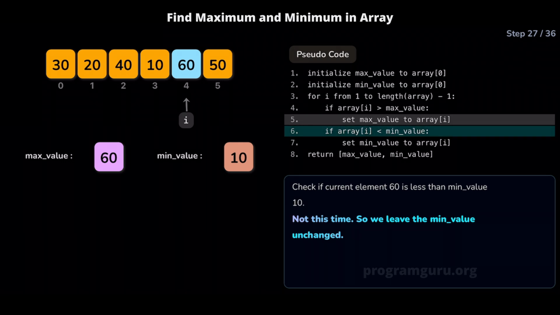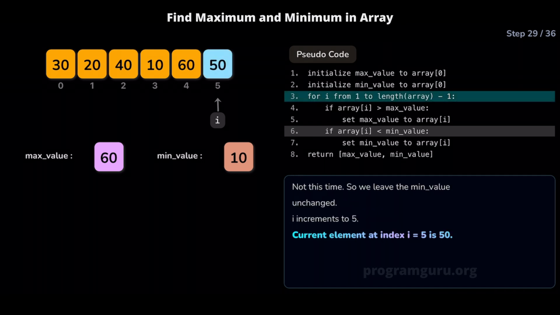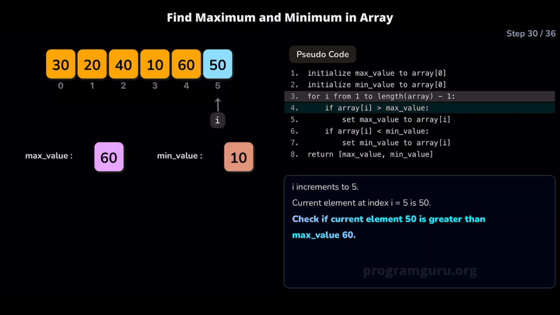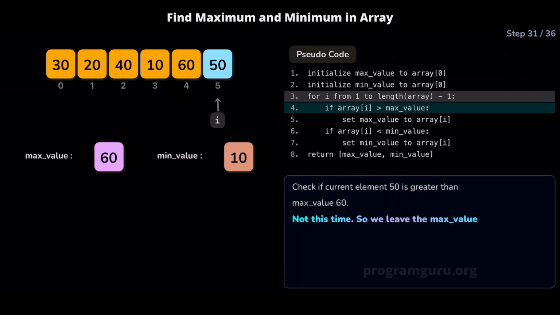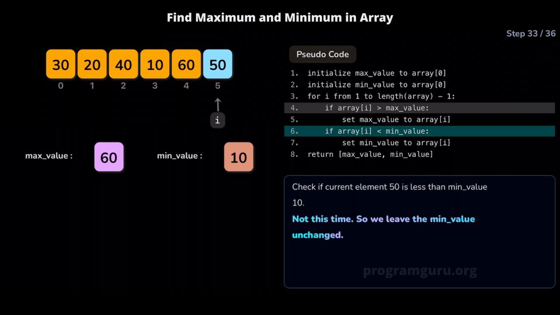i increments to 5. Current element at index 5 is 50. Check if current element 50 is greater than maximum value 60. Not this time. So we leave the maximum value unchanged. Check if current element 50 is less than minimum value 10. Not this time. So we leave the minimum value unchanged.